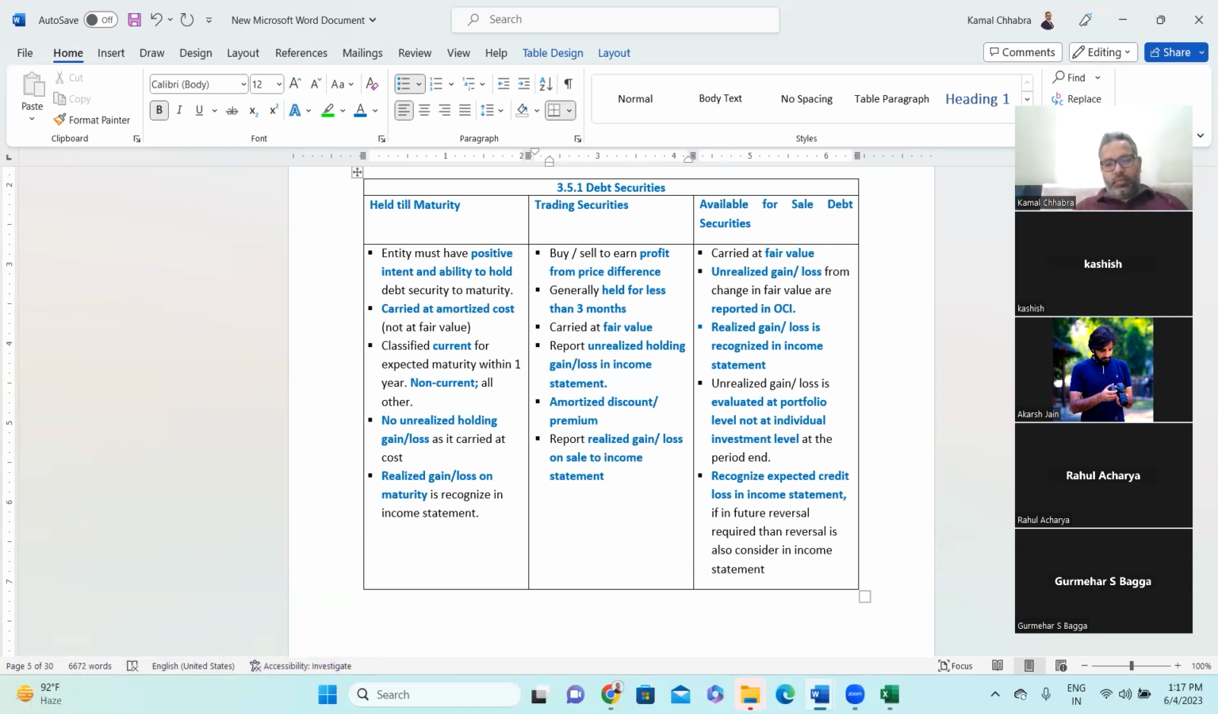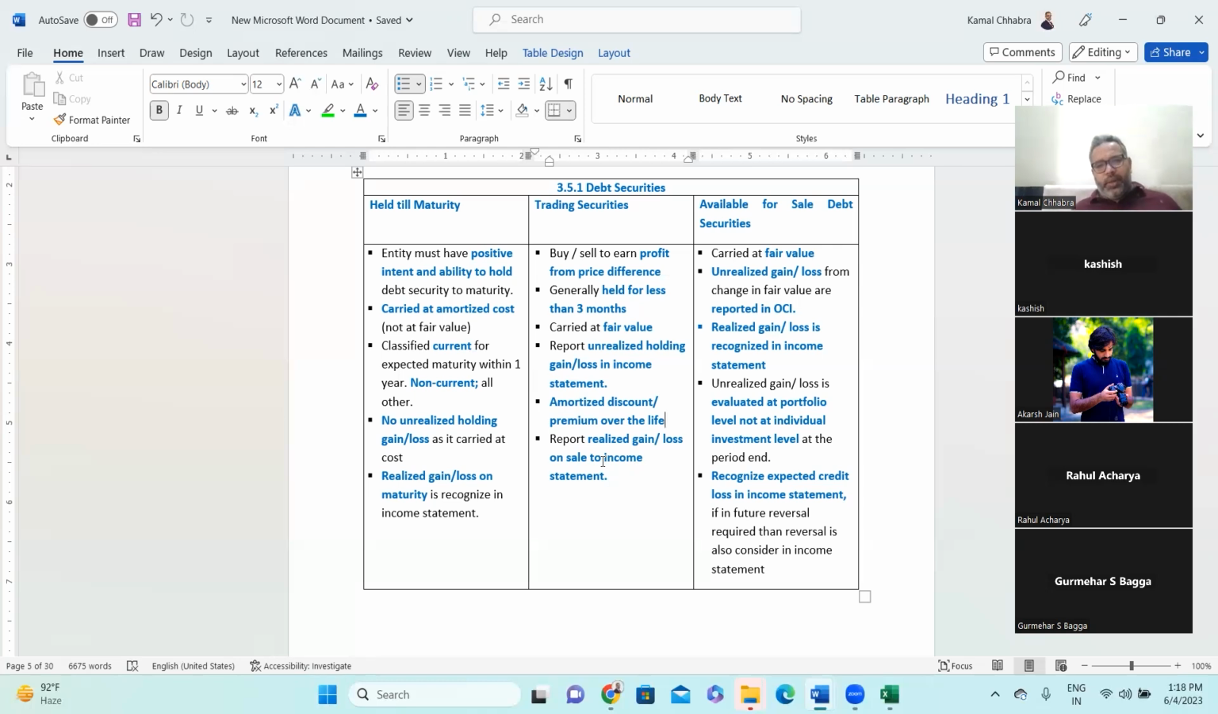Sir, one question. We are saying amortize discount or premium over the life of the security, but we are talking from the investor's point of view, right? Yes. You are the investor, and we are holding it for less than 3 months only. Why would we bother about amortizing discount or premium? If we had held it till maturity, then this point should have come up.